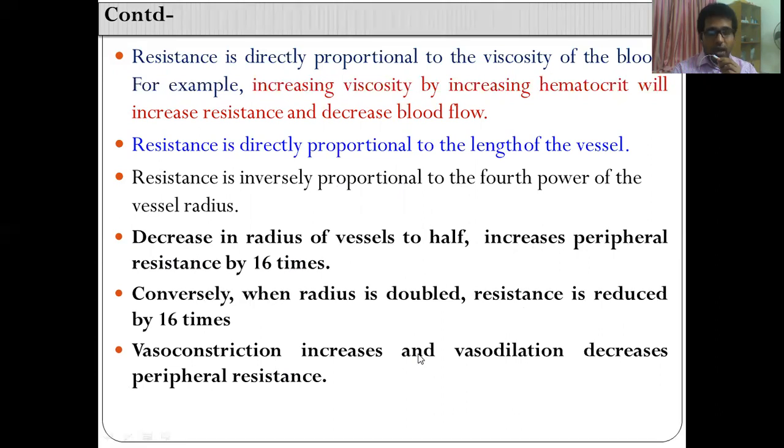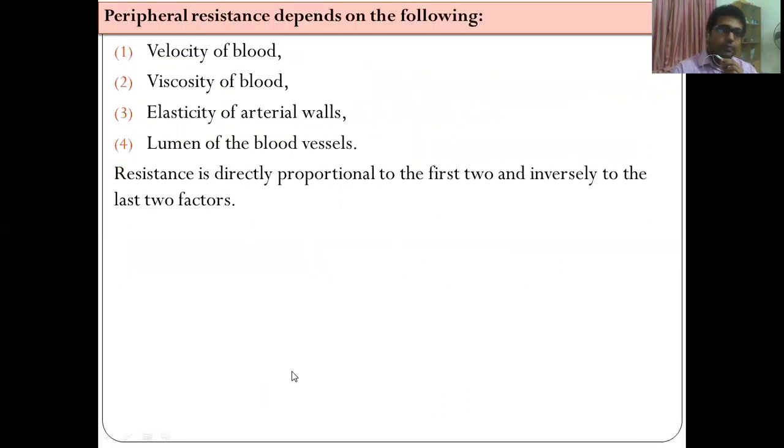Vasoconstriction increases and vasodilatation decreases peripheral resistance. It is so simple. Now, I want to mention some other factors that also influence the peripheral resistance, like the velocity. Here I have shown you some important factors like velocity. If the velocity is more, there will be more friction between the molecules of the blood and the wall of the blood vessels, or endothelium, so the resistance will be more.